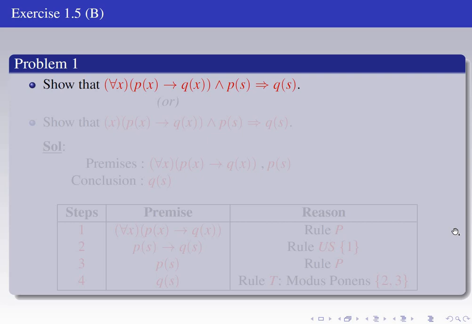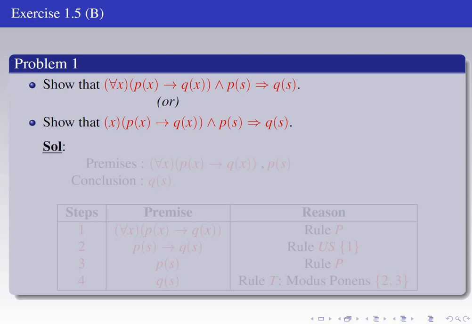Show that for all x, P(x) implies Q(x), and P(s), implies Q(s). Sometimes the same question will be rewritten as show that x P(x) implies Q(x). Remember, if the variable x is mentioned inside this bracket, then it will be denoted as for all x. So the question in the second format will also be read as for all x, P(x) implies Q(x) and P(s) implies Q(s). You can expect questions in any one format.